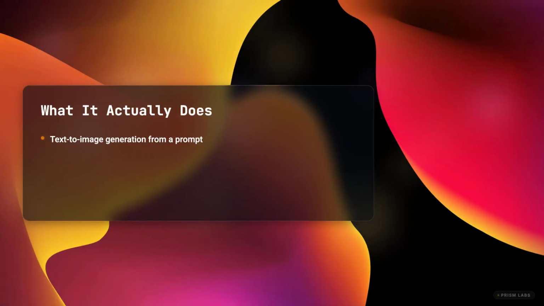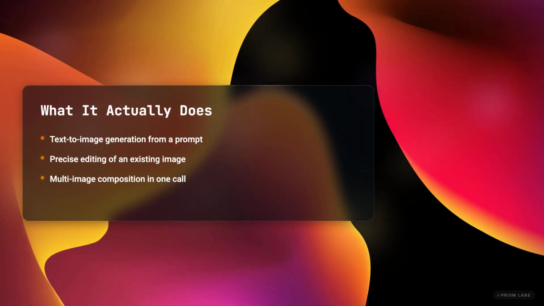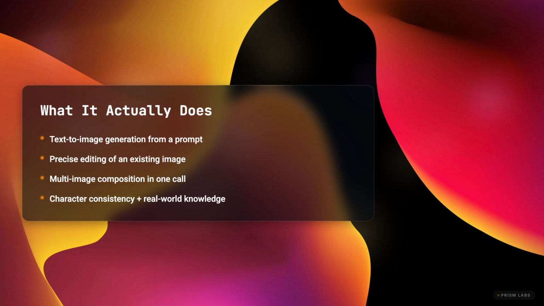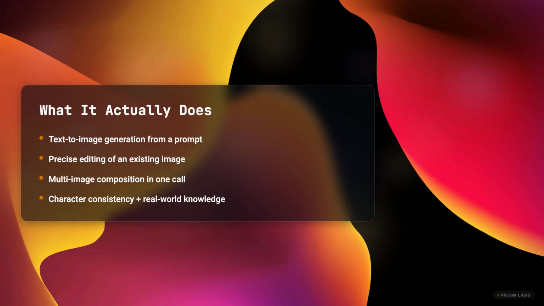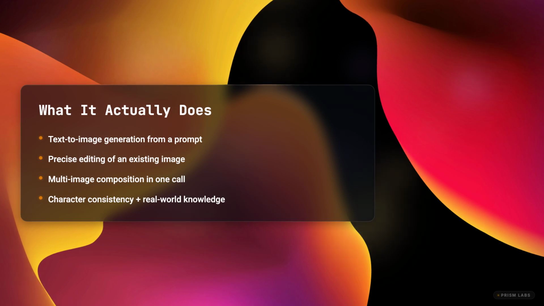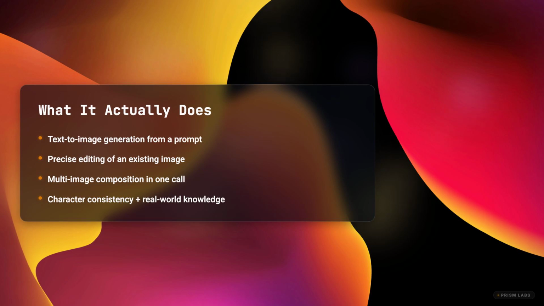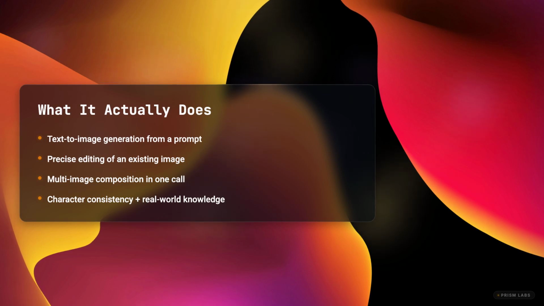Speed would be pointless if it only did one trick, so here's the range. Flash-Lite handles 3 things through a single drop-in API. Text to image, so you type a prompt and get a picture. Editing, so you hand it an existing image and describe the change. And multi-image composition, so it can blend several inputs into one coherent result. It holds character consistency across edits, and it draws on real-world knowledge, so a prompt for a specific object or place actually looks right, not generic.